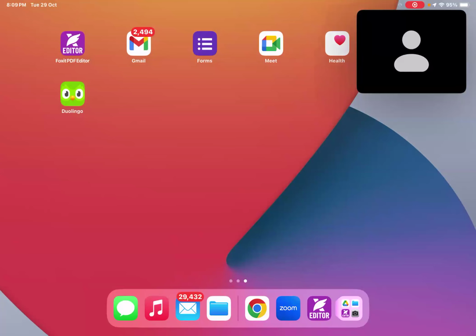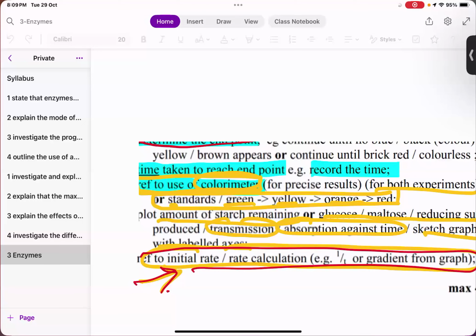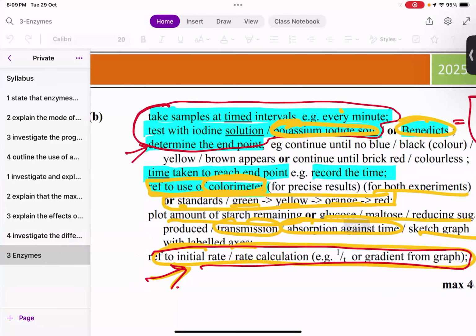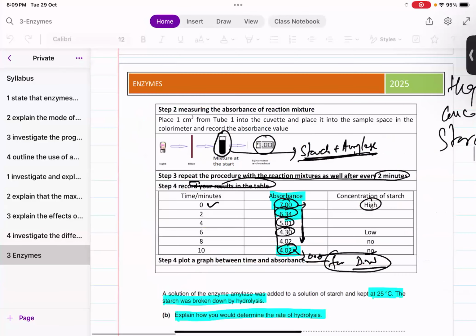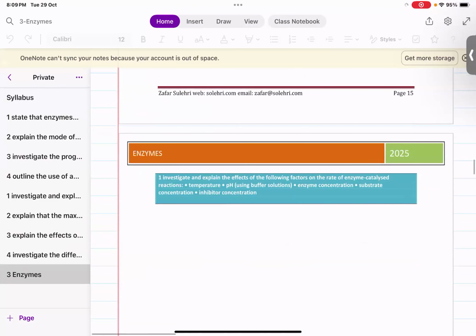Achha ji, last day we discussed the rate of enzyme action and the different ways of calculating the rate of enzyme action. And today we'll discuss the different factors affecting the rate of enzyme action. Okay.